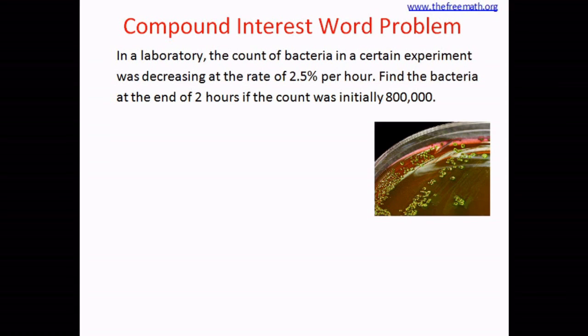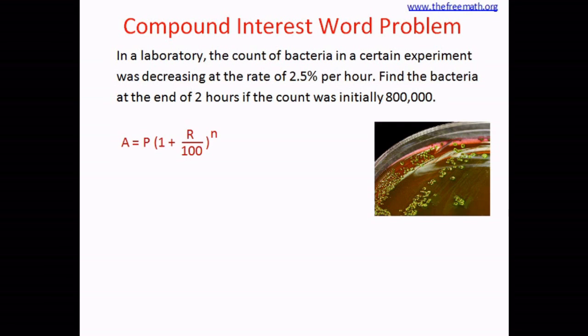Now if you look at this problem, you can see that the count is decreasing every hour. So every hour there is a new count. That means you can say that the bacteria count is decreasing in compounded form. So we can apply the compound interest formula here. What is the compound interest formula? A equals P multiplied by 1 plus R over 100 to the power of N.